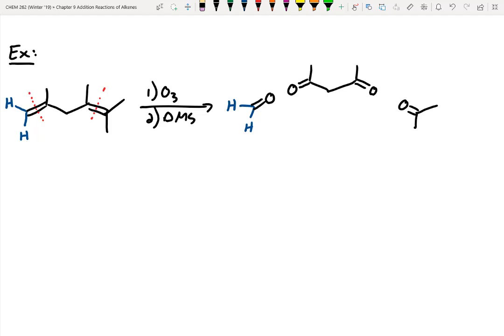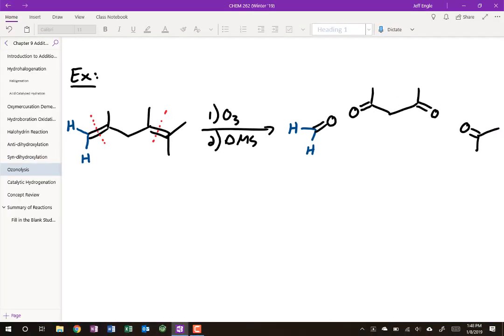Is there cleaving of triple bonds ever? Yes, and we'll cover that when we get into alkenes. So the question was, can you cleave triple bonds? Absolutely. They just will form different products. All right, so let's jump into the next reaction.